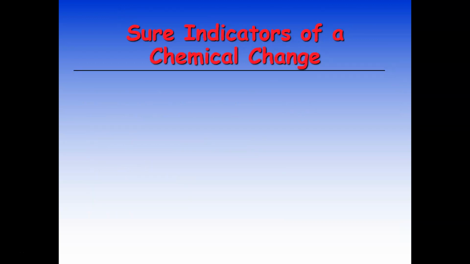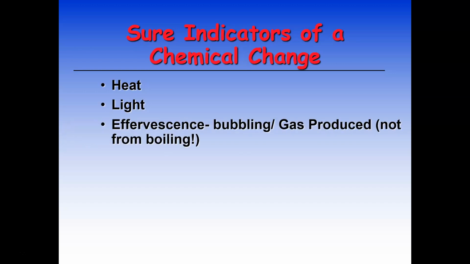So, some sure indicators of a chemical change. Heat being produced. Something was at a nice room temperature and all of a sudden it gets really hot. I do not mean because you put it over a fire. I mean all on its own it gets hot. Light is produced. Out of nowhere it starts to glow a bright color, for example. Effervescence, also known as bubbling, and this means a gas is produced. This is not to be confused with boiling. If you put water over heat, it's going to start to get bubbles, but we call that boiling. I mean, you add one liquid that's not bubbling to another liquid that's not bubbling, and it starts bubbling. That is effervescence.